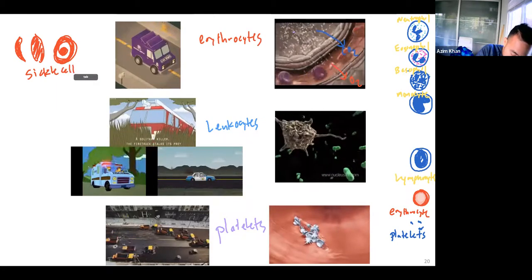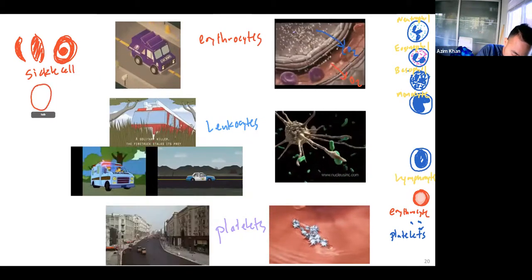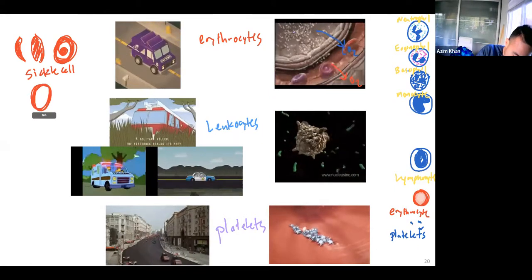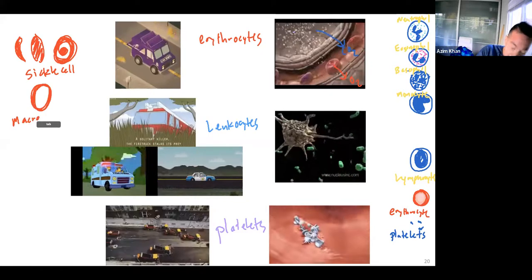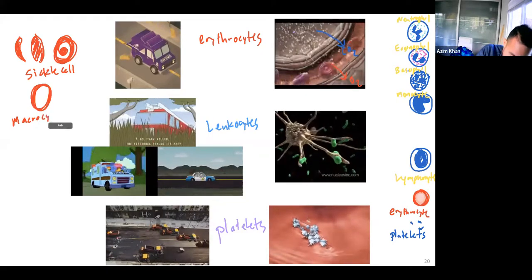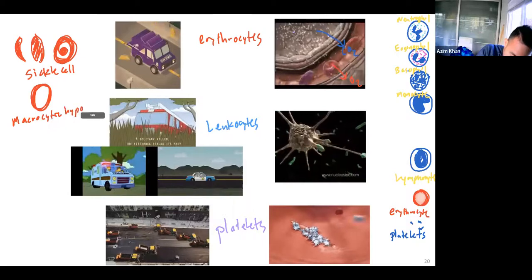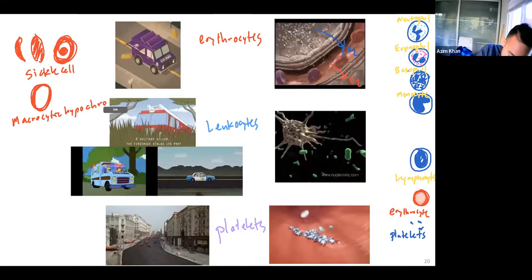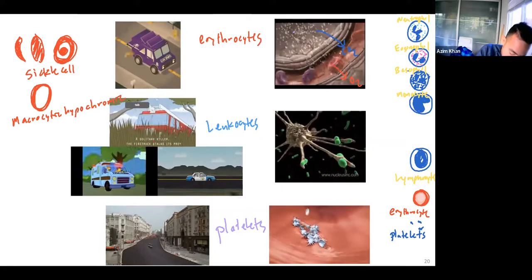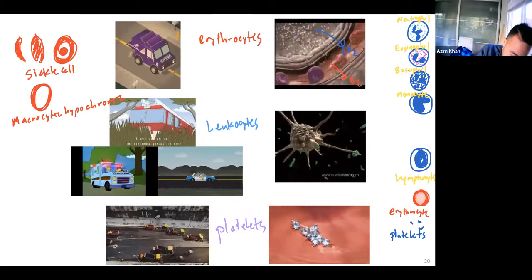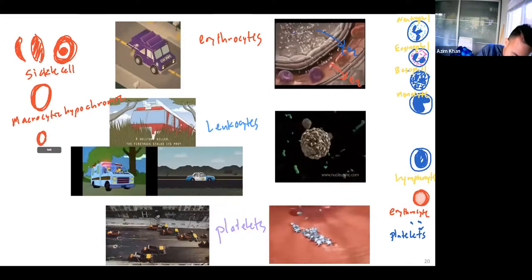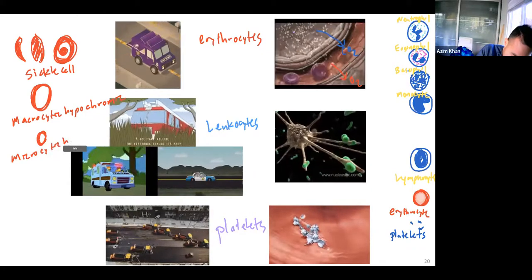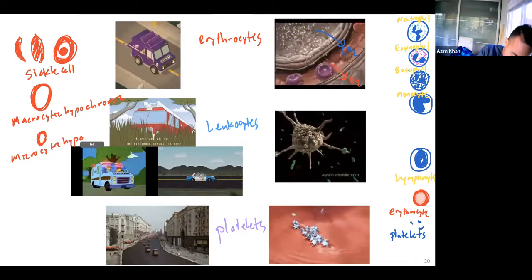Sometimes cells are larger than normal and oval and pale in the middle. That is macrocytic hypochromic. Sickle cell is genetic. Macrocytic hypochromic is caused by vitamin B12 deficiency, Big Mac. And then microcytic hypochromic, smaller than normal cells, is caused by iron deficiency, iron mic.